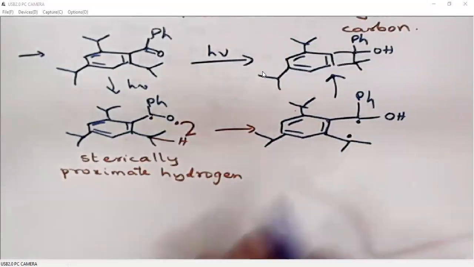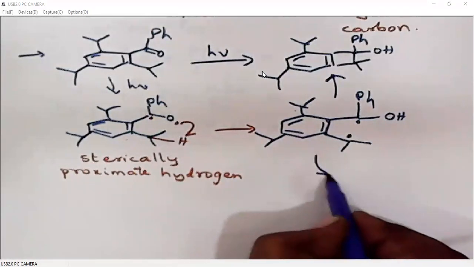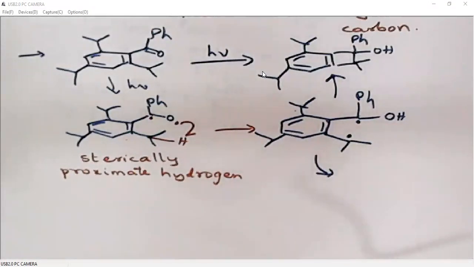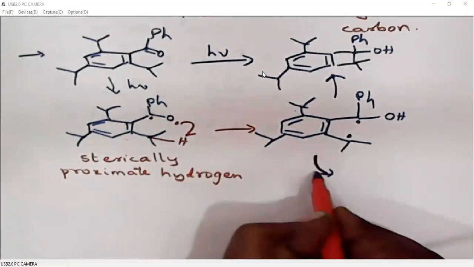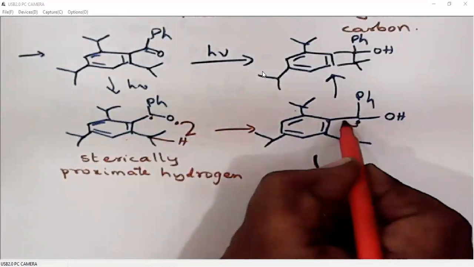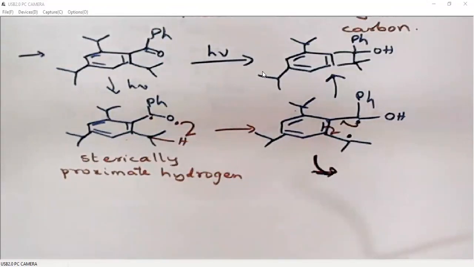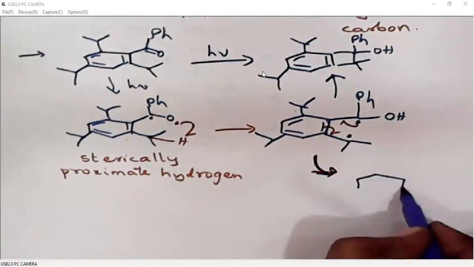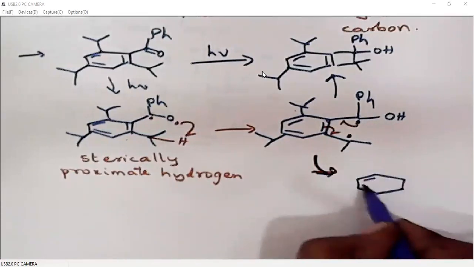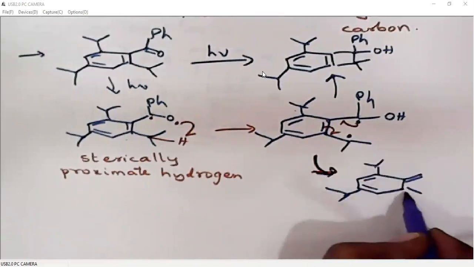We can explain in this way, or else we can also explain in a second fashion. It generates a benzenoid diene.